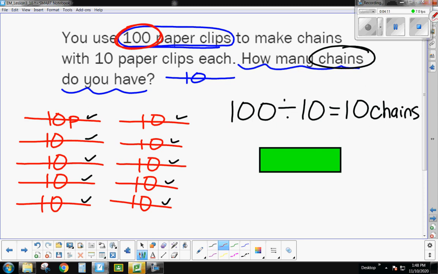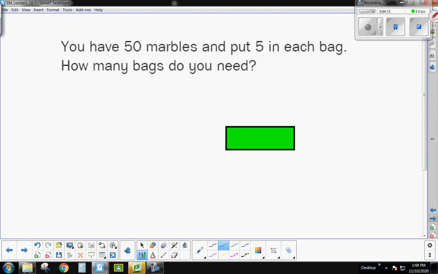All right, let's look at our next problem. It says you have 50 marbles and you put 5 in each bag. So how many bags do you have? Go ahead, pause the video.